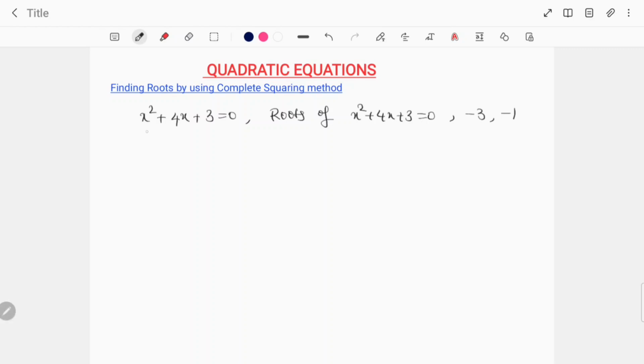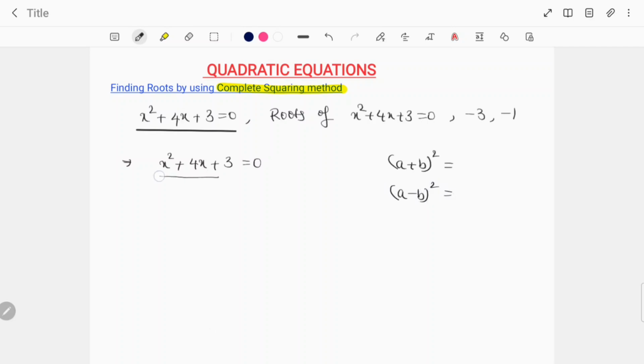Now in this class we are taking the same example but using another method, which is the completing square method. So we'll see whether we are going to get the same roots or not. In this completing square method, first, whatever the given quadratic equation is, we should write it as either a plus b whole square form or a minus b whole square form.